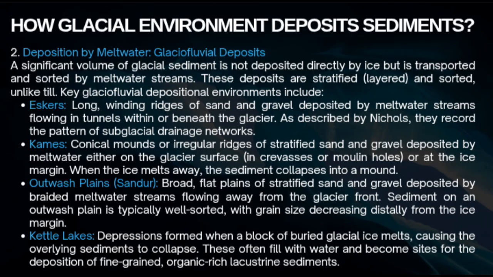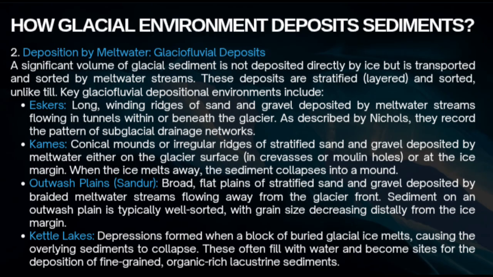Next one is outwash plains or sandur. Broad, flat plains of stratified sand and gravel deposited by braided meltwater streams flowing away from the glacier front. Sediment on an outwash plain is typically well sorted, with grain size decreasing distally from the ice margin.